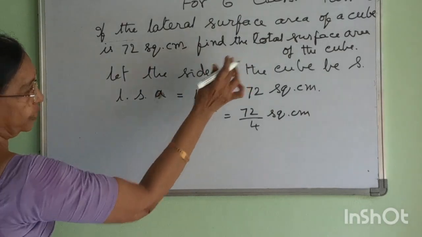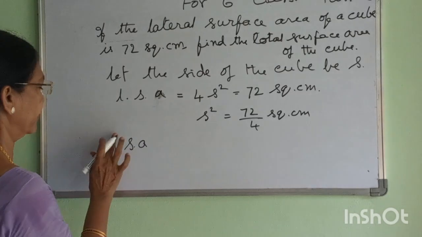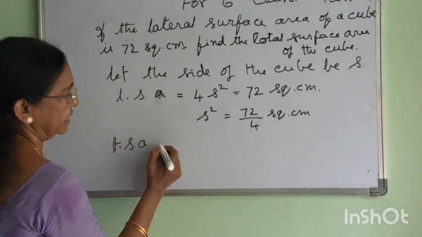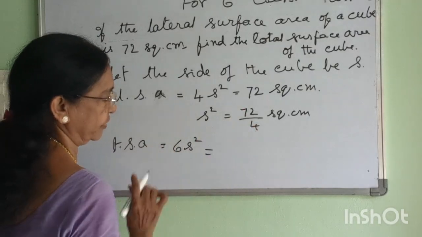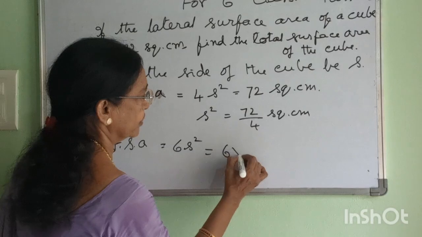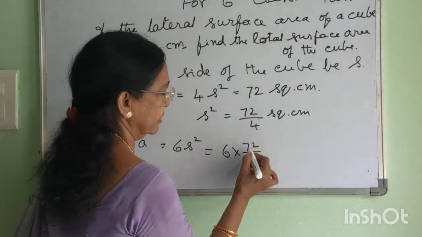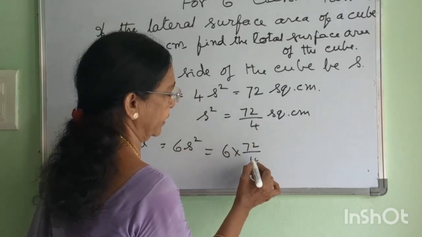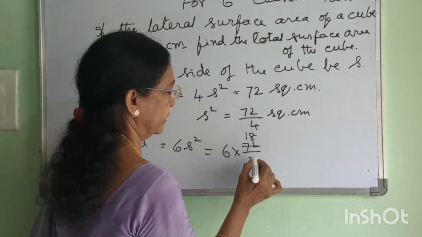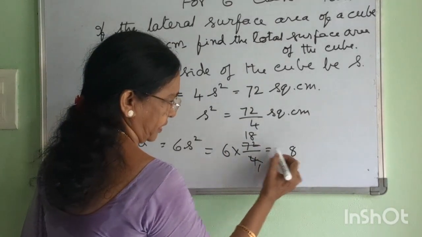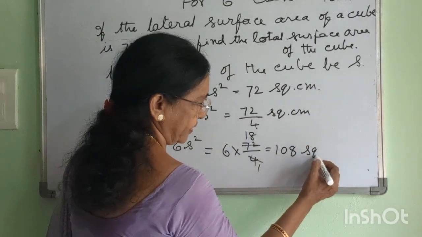Now, find the total surface area. Total surface area of the cube is equal to 6S square. But we have S square is equal to 72 by 4. Therefore, 6 into 72 by 4. Simplifying this, 4 8s are 32, 6 8s are 48, 6 1s are 6 plus 4 is 10, so 108 square centimeters.